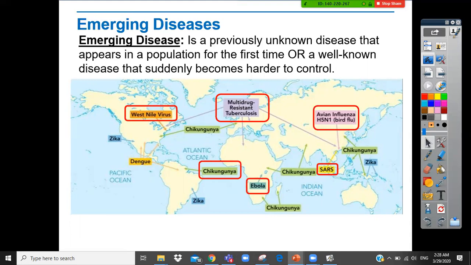In recent years, new diseases have appeared. This map is showing some new diseases such as Zika and Ebola. At the same time, some diseases thought to be under control have come back. Both examples are classified as emerging diseases. Of course, we won't forget that COVID-19 or coronavirus is a new emerging disease that we are suffering from nowadays.